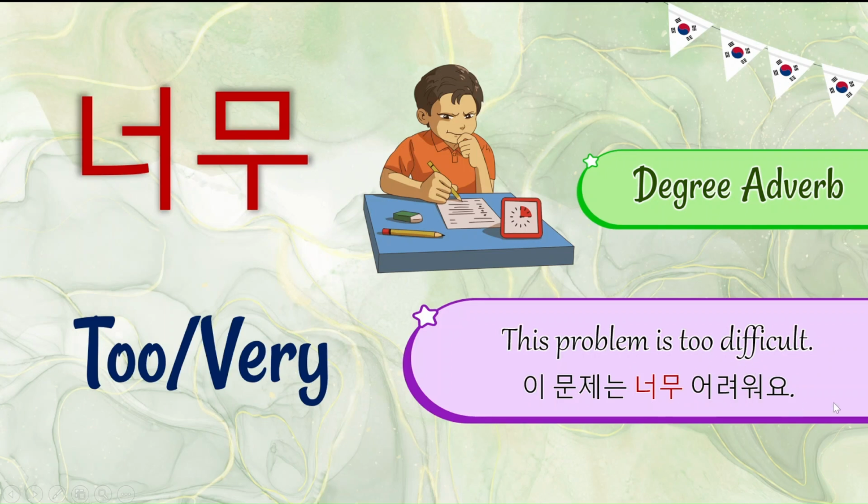Now you have to indicate too difficult. 너무 어려워요. Okay, here, just by looking at the sentence, you can identify that 너무 is being used in a negative sense, right? The problem should not be this difficult, but it is. And therefore, you are saying that this problem is too difficult.